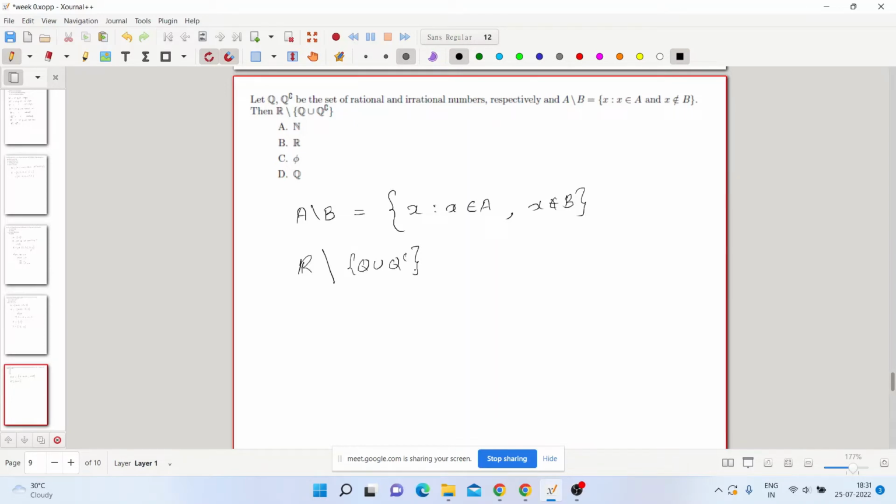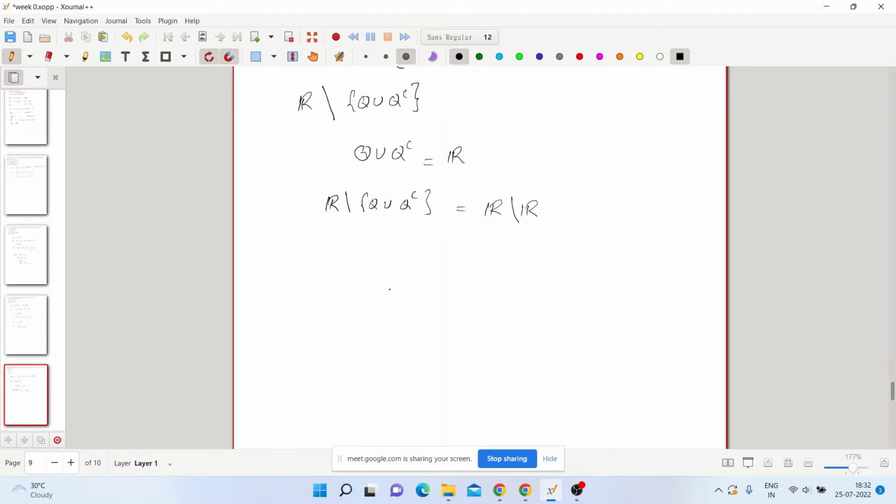See, this Q union Q complement is actually equal to R, because every element in R is either a rational number or an irrational number. So R can be written as the set of all rationals union the set of all irrationals. So R minus Q union Q complement is R minus R. So by the definition of set minus, we can write R minus R as the set of all x such that x in R and x not in R.